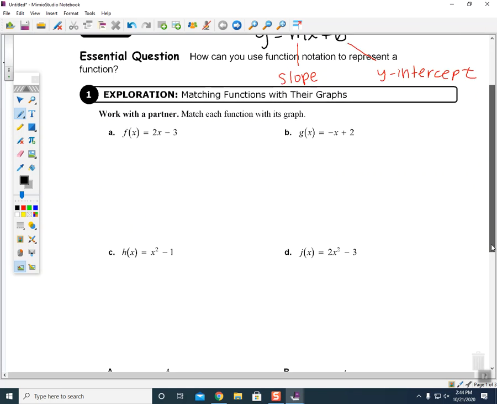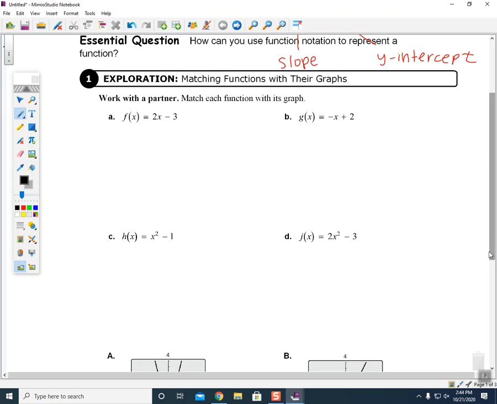So what I'm going to do is look through my equations. Number one, I want to decide, is it a linear function or is it a nonlinear function? And then once I do that, I need to figure out where it is going to be on a graph, right? So my first one is f of x equals 2x minus 3. Is this going to be a linear function or a nonlinear function?